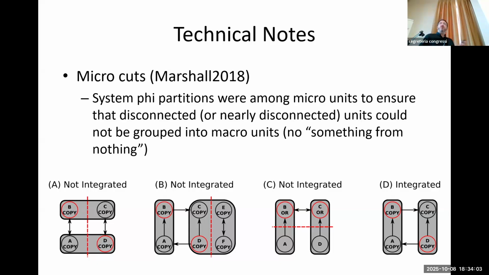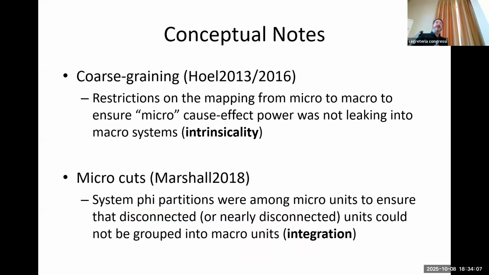Okay, so when you read those papers, these come across as technical notes. And now I want to reframe them, not as technical notes, but as conceptual notes. So we have this restriction on the mapping to ensure that micro cause effect power is not leaking into macro systems.